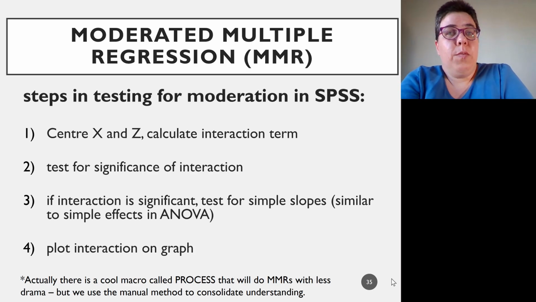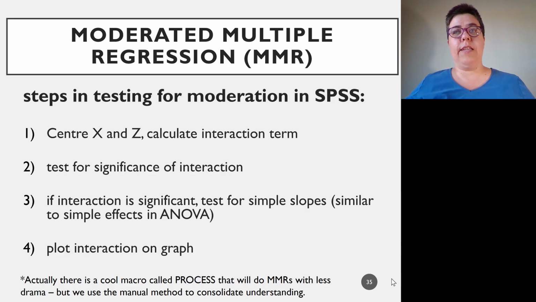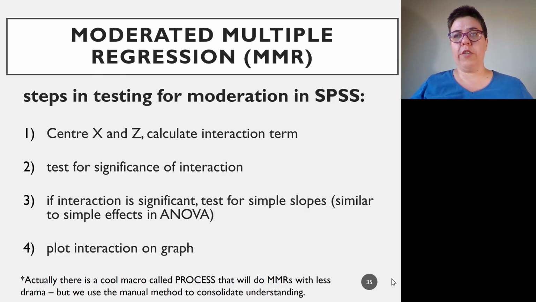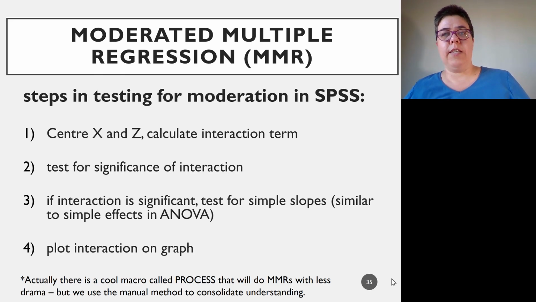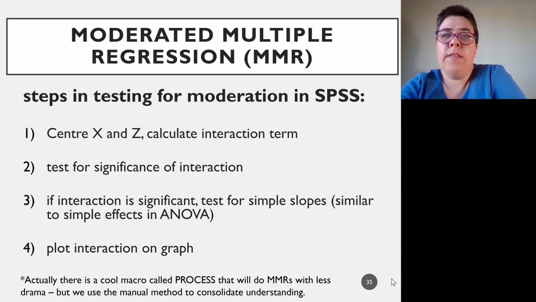So instead of a standard multiple regression, when we want to test an interaction, we have to do an elaborated form called a moderated multiple regression. And it has 4 steps. They involve centering X and Z, our moderator, and calculating the interaction term; testing the significance of the interaction; if the interaction is significant, testing for simple slopes; and then making a graph to show the interaction. Now, I'm going to tell you what centering is in a second. It's a statistical technique that reduces collinearity between the interaction term and the direct effects.